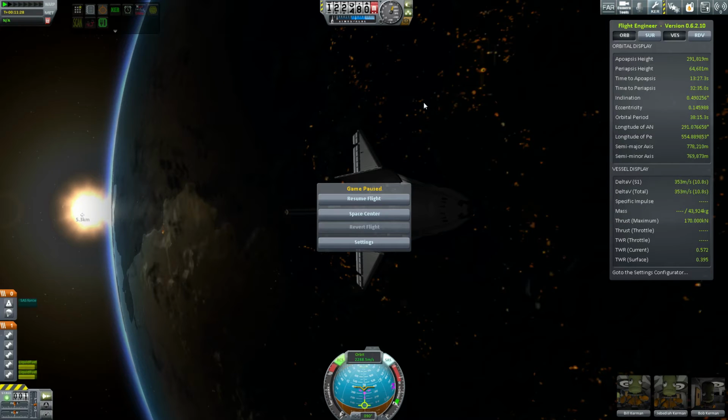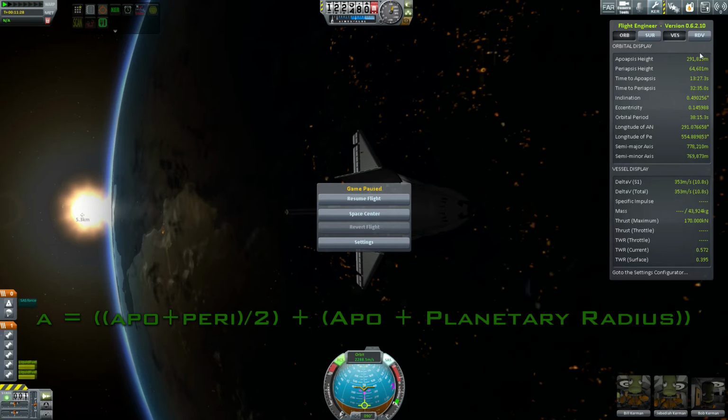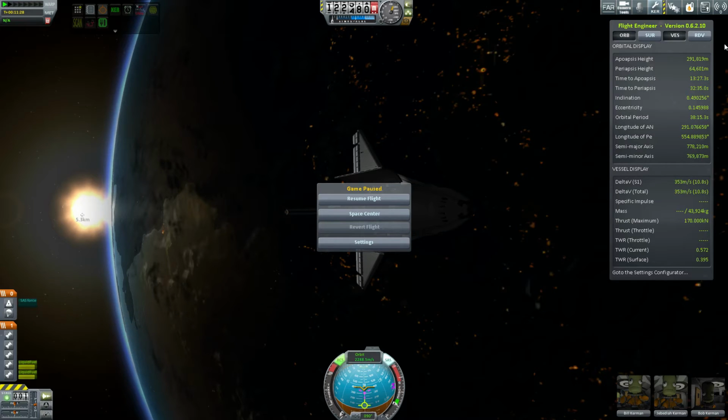From that, you can find your current orbital velocity at apoapsis by plugging it in. So what you end up with is your velocity equals the square root of mu times 2 over your orbital radius minus 1 over the semi-major axis. Obviously, semi-major axis is up here in Flight Engineer, and they give it as 778,210 meters. The way you calculate that is you add your apoapsis and your periapsis together, you divide that value by 2, and then just add your orbital radius. Very simple math, and orbital radius is just your apoapsis altitude added to the planetary radius.